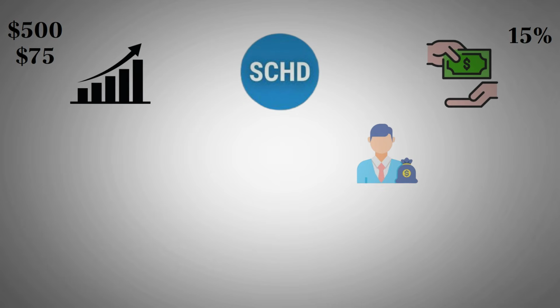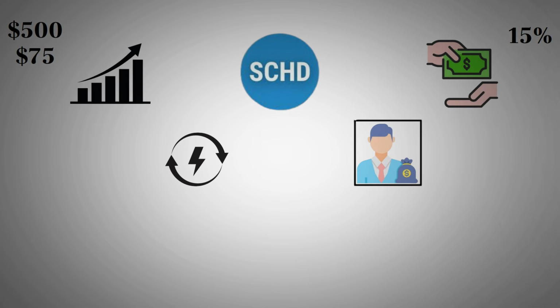To recap, SCHD reconstitution happens annually, targeting top 100 dividend-paying U.S. stocks based on strict quality criteria. Likely removals in 2026 are concentrated in energy and financials. Additions are expected in healthcare, industrials, and consumer staples, boosting long-term dividend growth. Short-term income changes will be small, but strong dividend growth could improve monthly income over the next few years.